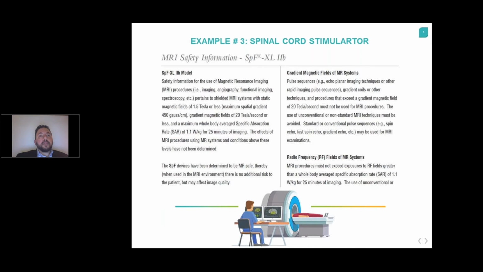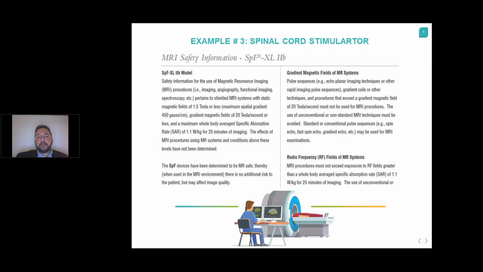An implant, like a spinal cord stimulator, can result in more strict guidelines of both the machine itself, usually horizontal closed bore system, never in a vertical field system, and then also take note in the center paragraph on the left, 1.1 watts per kilogram for 25 minutes of imaging. Here you're looking at never compatibility with 3T and very low SARs that we have to ensure to make sure that we keep these patients safe.